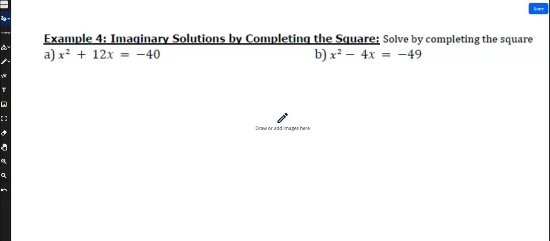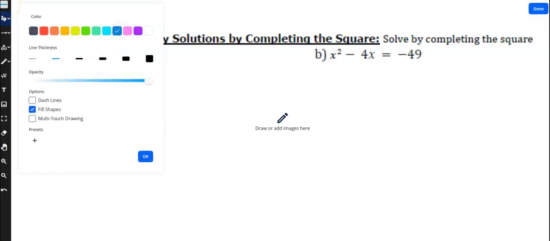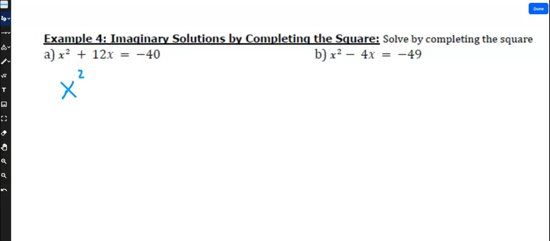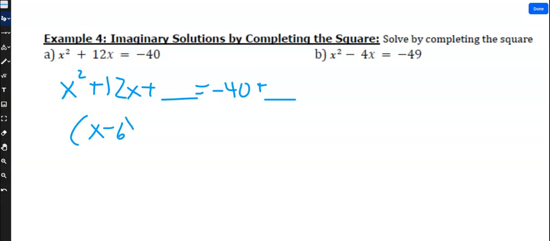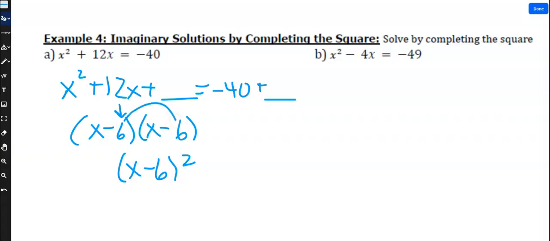All right, let's see how we're going to handle this next part. Probably the same way we're handling it before. So x squared plus 12x plus blank equals negative 40 plus blank. All right, so x minus 6, right, because you take half that value, which gives me x minus 6 quantity squared. And then, of course, we know that negative 6 times negative 6 is 36. So that's what's going to get added to both sides.